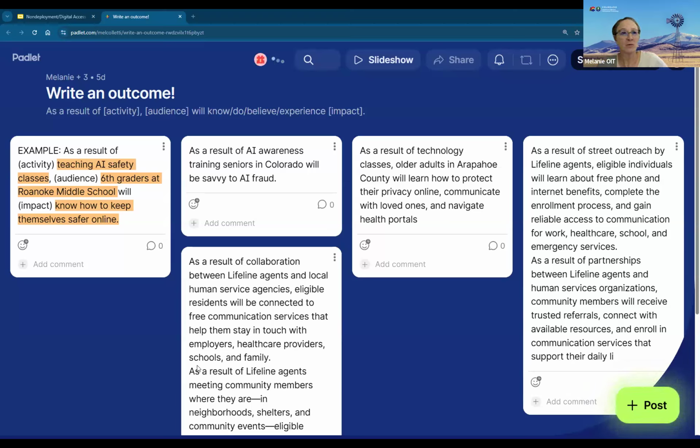Then we have a few Lifeline ones. As a result of street outreach by Lifeline agents, eligible individuals will learn about free phone and internet benefits, complete the enrollment process, and gain reliable access to communication for work, healthcare, school, and emergency services. As you can see, some of these are very short, but they're still great outcomes. And some of these are longer and they provide a little more detail.